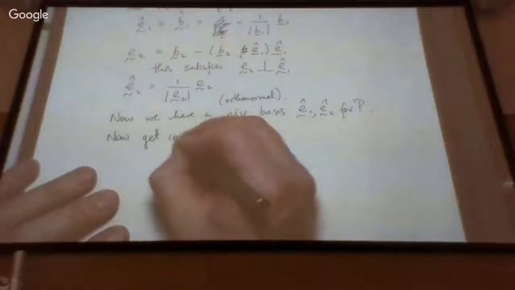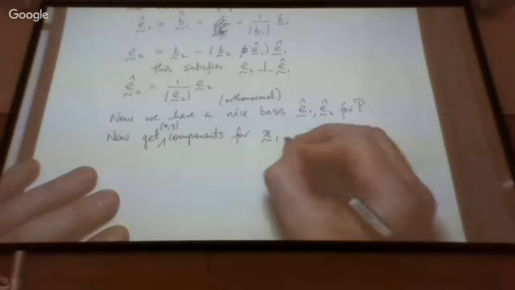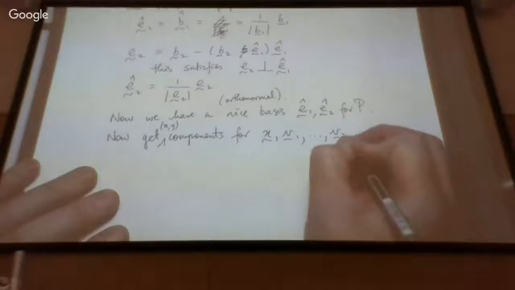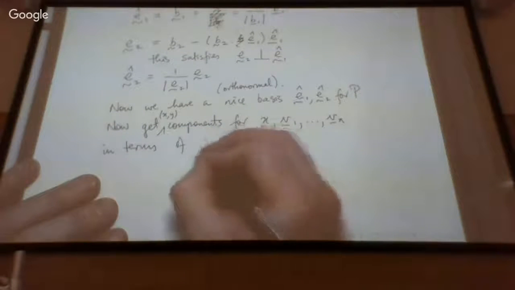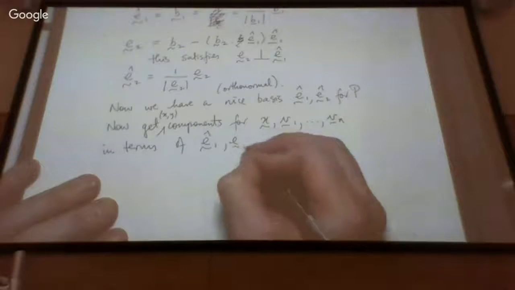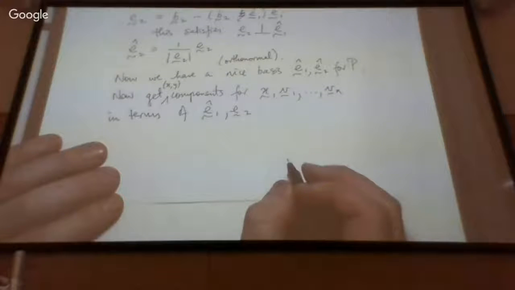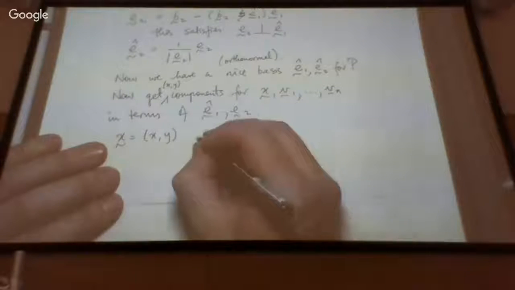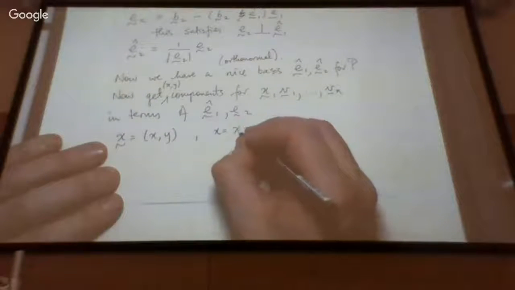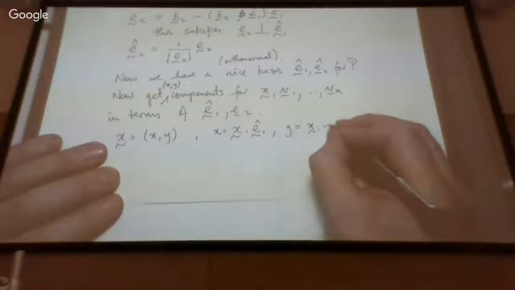Now get components, x and y components, just two-dimensional components, for the three-dimensional vectors x, v1, up to vn. Get components for these in terms of E1 hat and E2 hat. So I'll say vector x is (x, y), where component x is vector x dot E1 hat, and component y is vector x dot E2 hat.